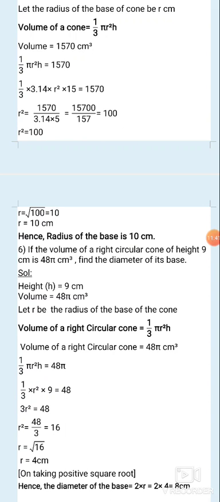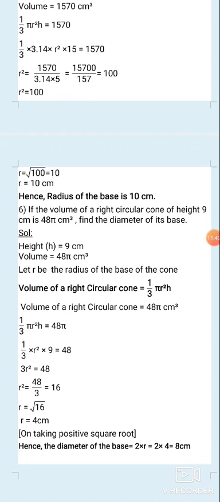Hence the diameter of the base is what? 4 centimeters radius. So diameter is twice of that, which is equal to what? 2 into 4 is 8 centimeter.